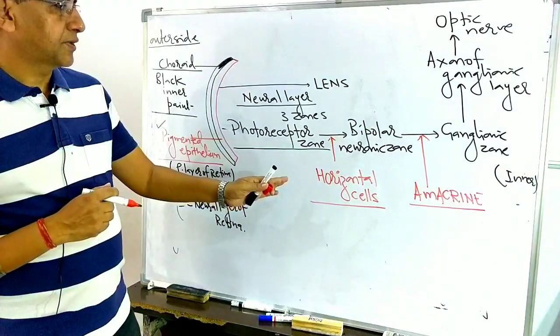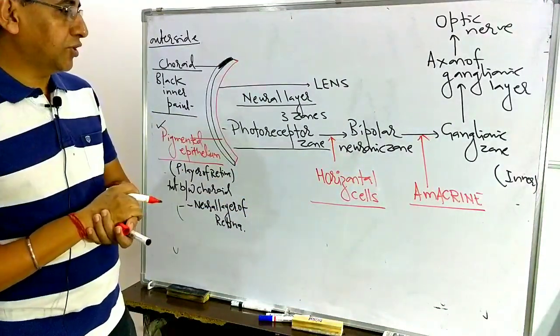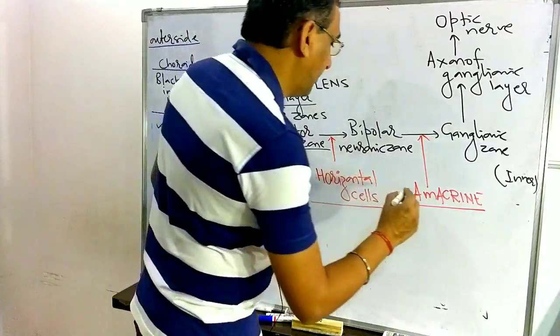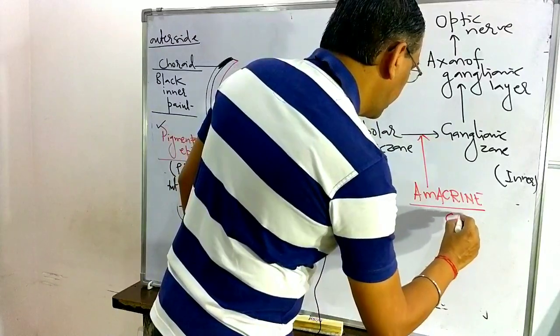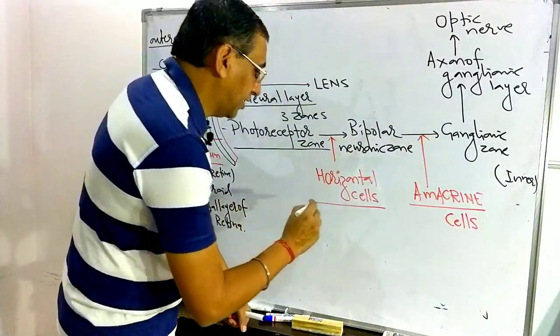Okay, now it's back. So now just see here that between the photoreceptor zone and bipolar neuronic zone, there are the horizontal cells. They are forming synapse. And between the bipolar neuronic zone and ganglionic zone, they are having the amacrine cells. Again they are forming the synapse here.